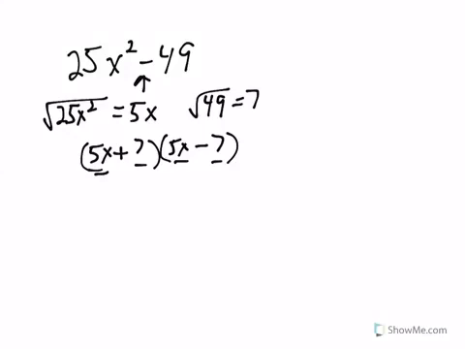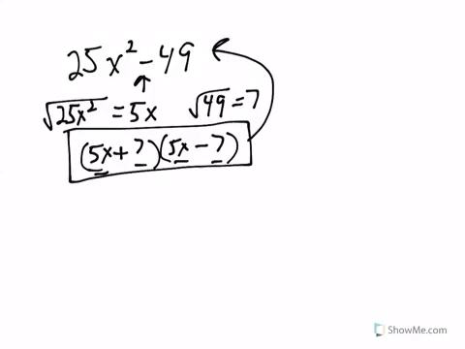If we were to multiply these two binomials together, we would end up with the original problem. So that's how you could check your answer. So here's our answer. This is the difference of two squares pattern. So if you have two perfect squares being subtracted, this is the pattern that you will create in order to factor. Another example we could look at would be 64a to the 4th minus 9b to the 10th.